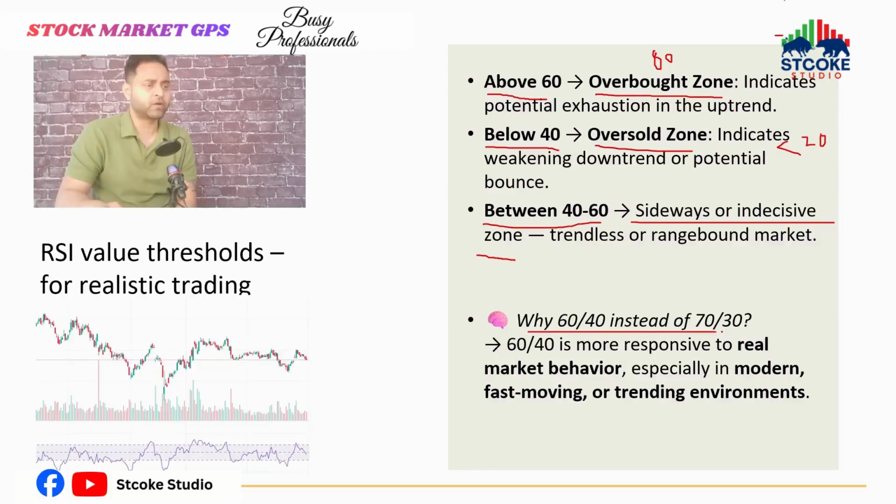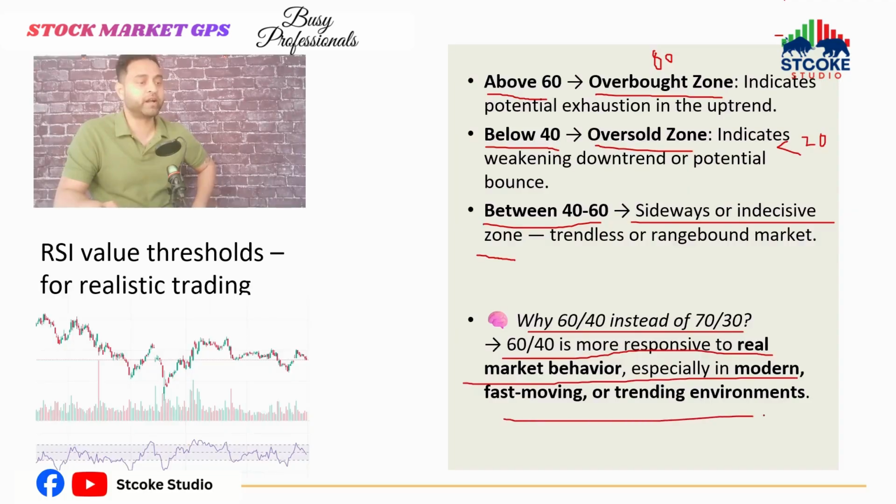Why 60-40 and not 70-30? Because traditionally आपका जो ब्रोकर सेटअप है उधर आपको 70-30 मिलेगा, जो आपको 60-40 में चेंज कर लेना है, वो भी मैं बाद में दिखा दूंगा, द लास्ट एपिसोड ऑन इंडिकेटर्स पे. Because 60-40 is more responsive to real market behavior, especially in the modern fast moving or trending environments, because a lot of algorithms are also participating in the market.